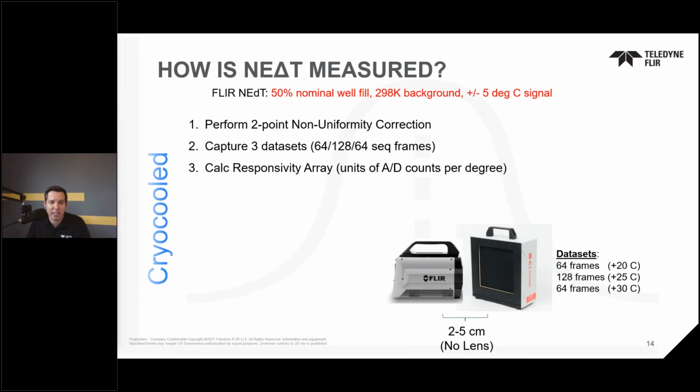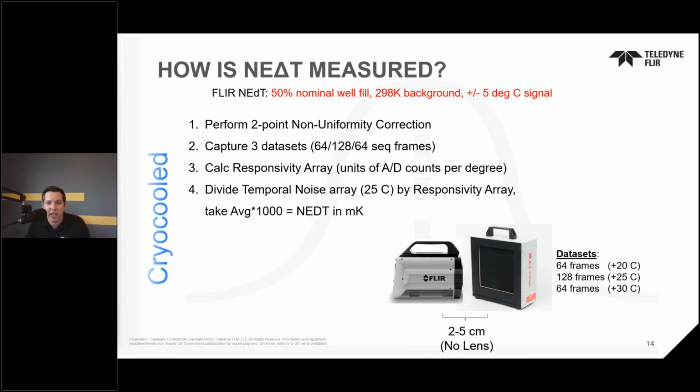For the third data set, we set the black body to 30 C, and just like the first data set, collect 64 sequential frames of data. We again take the average of those frames for each pixel and build another array, this one representing the response of the camera at 30 C. The units, again, A to D counts. So now we have 2 response arrays, one at 20 C, one at 30, and we have a temporal noise array that was captured at 25 C.